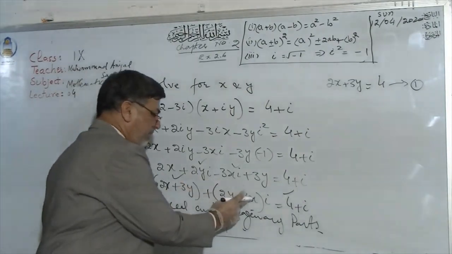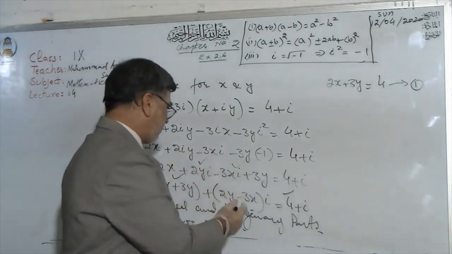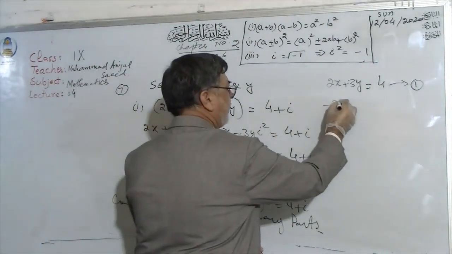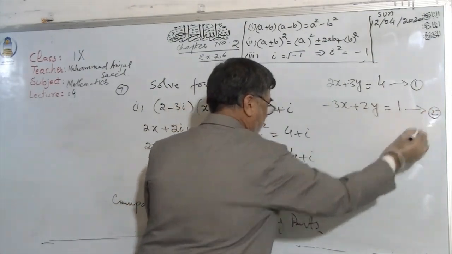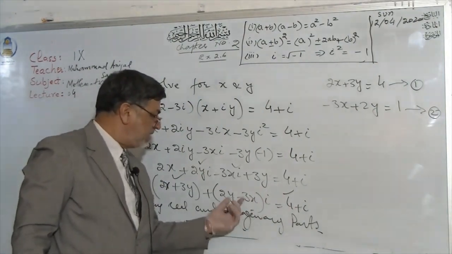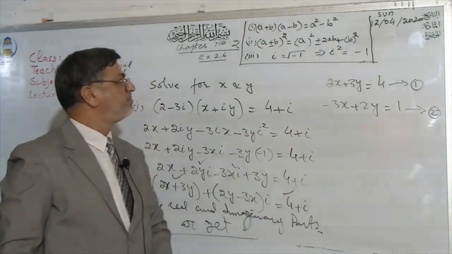Then minus 3x. Remember that you can write down in order: first term will be the x term and second is y. Minus 3x plus 2y is equal to 1. This is equation number 2, because the coefficient of iota is 1. So imaginary is equal to imaginary.